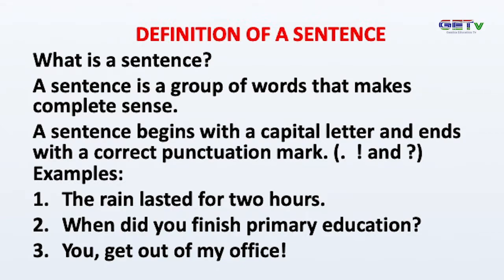Now we move on. A sentence begins with a capital letter and ends with a correct punctuation mark. What are the punctuation marks that end sentences? They are either full stop, exclamation mark, or question mark. There are other punctuation marks, but those will not end a sentence. So for your sentence to be correctly punctuated and ended, you need to use either a full stop, exclamation mark, or question mark. Now, let's consider the following examples.